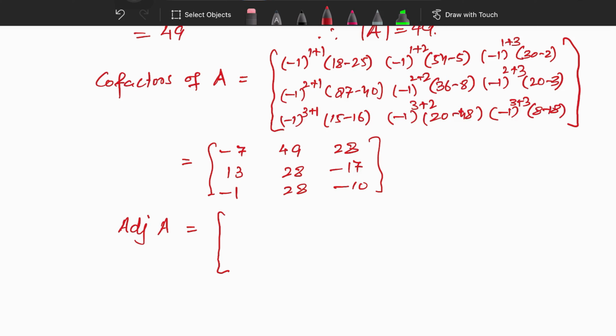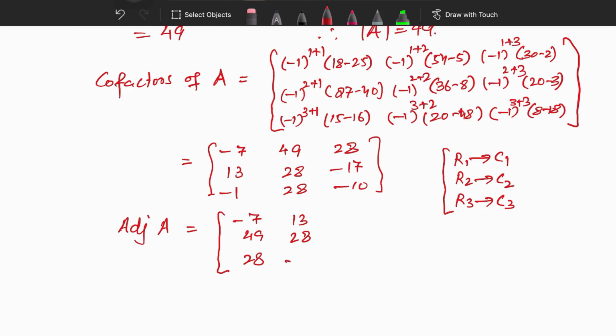The first row is going to be the first column, the second row is going to be the second column, and the third row is going to change to the third column. I can write it down here. So R1 would change to column number 1, R2 will change to column number 2, R3 would change to column number 3. This is what I'm going to do. So then negative 7, 49, 28, 13, 28, negative 17, and then negative 1, 28, and negative 10. So this is my adjoint A.